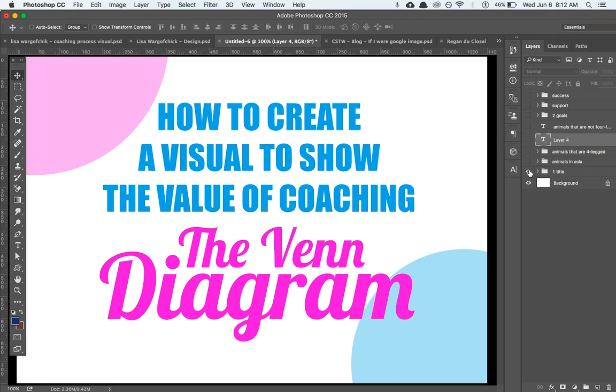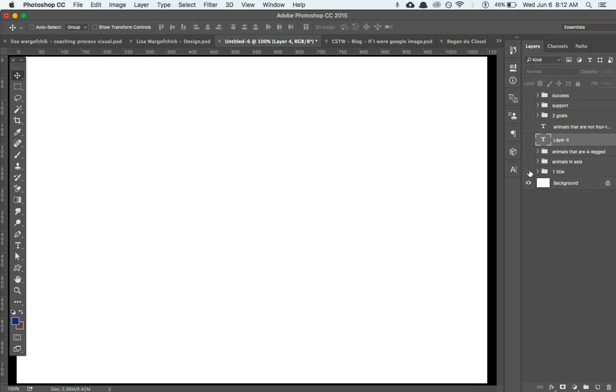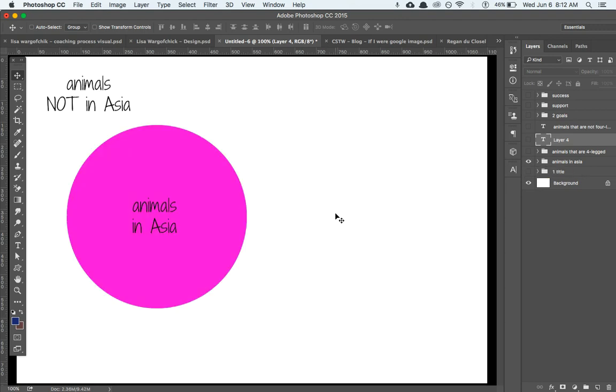So a Venn diagram is essentially a way to talk about collections. Okay, so for an example, let's say this white space on the screen that you see now represents all of the animals in the world. And of those animals in the world, some animals are in Asia and some of them are not. And so I have a pink circle here that represents all of the animals that are in Asia. And outside of this collection, outside of this circle, are the animals that are not in Asia.